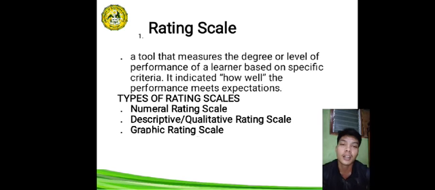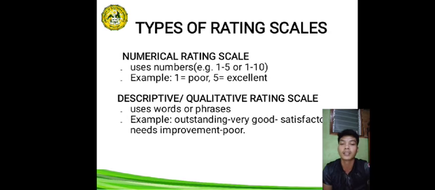What is a rating scale? Rating scale is a tool that measures the degree or level of performance of a learner based on specific criteria. It indicates how well the performance meets expectations. There are three types of rating scale: the numerical rating scale, the descriptive or qualitative rating scale, and the graphic rating scale. First is the numerical rating scale.